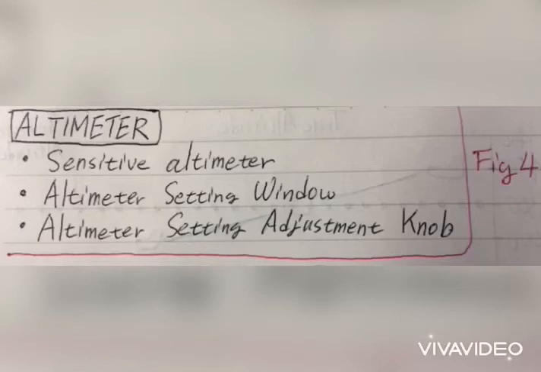For example, when you change the altimeter setting from 29.42 to 30.42, or 1 inch of pressure, the altimeter indication increases approximately 1000 feet. You can change the altimeter setting by rotating altimeter setting adjustment knob.